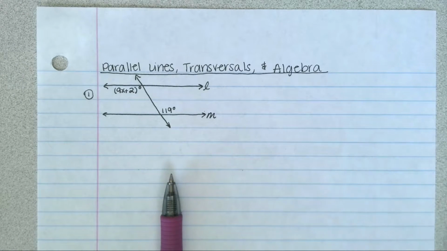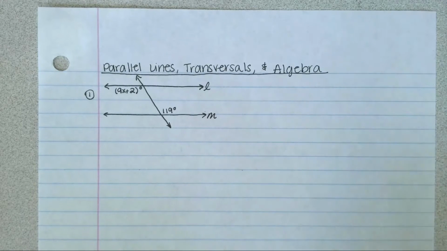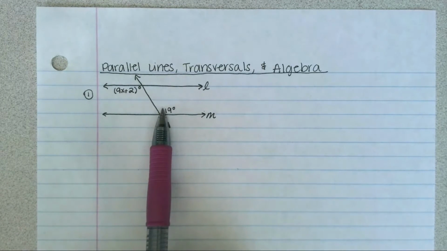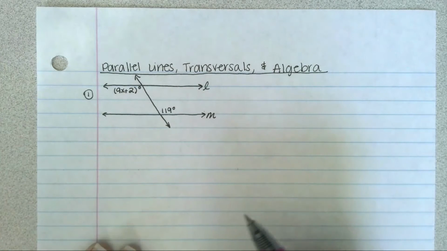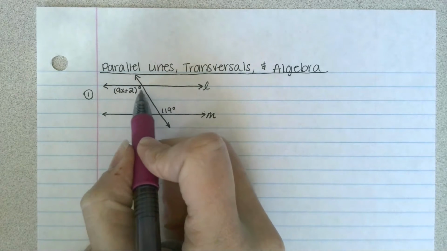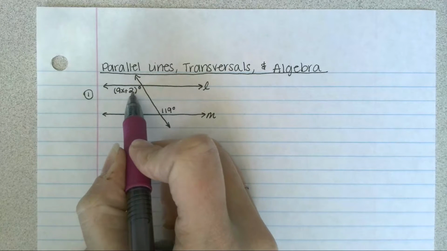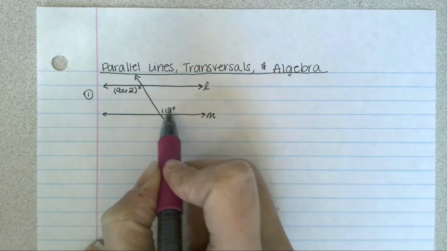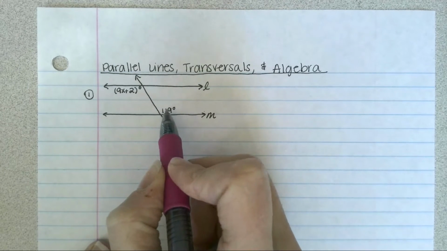Hey guys, let's take a look today at how to solve for variables in these parallel lines transversal problems. So for this first example, we have this angle right here marked as 9x plus 2 degrees, and then this other one is 119 degrees. Since these are the only two angles that are marked, those are the ones we're going to use.